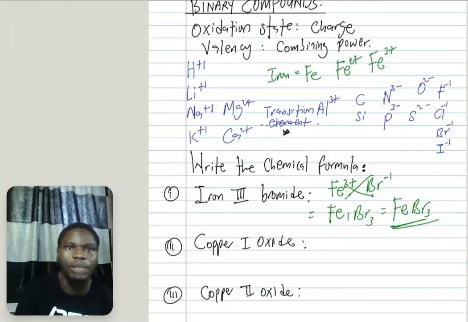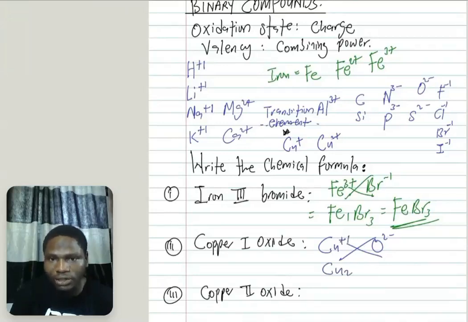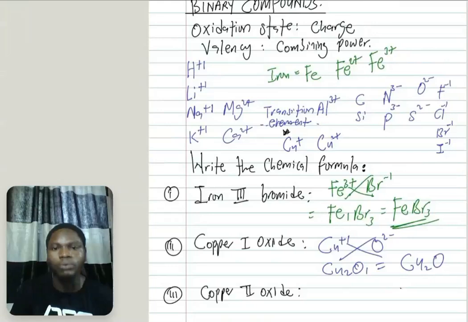Everybody knows the chemical symbol for copper is Cu. If they say copper 1, Cu+. If they say copper 2, Cu2+. Okay, good. Now copper 1 oxide, I have Cu+. Oxide means oxygen, O2 minus. So we exchange the valency. I have Cu, this 2 will come here, and this 1 will come here, so that's Cu2O. You can see chemistry is very simple and interesting.